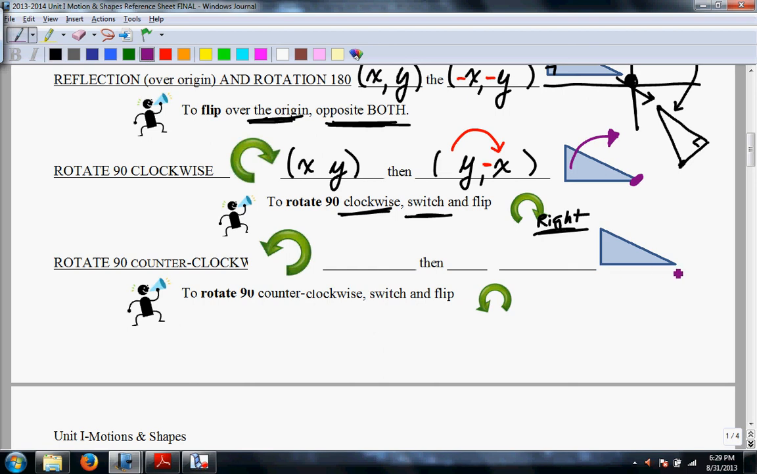Counterclockwise would be as if I were rotating on that point counterclockwise. For this one, you do x and y, whatever your coordinate is. First, you switch the order, y comma x. Then it's counterclockwise, so draw a counterclockwise arrow and flip the sign.